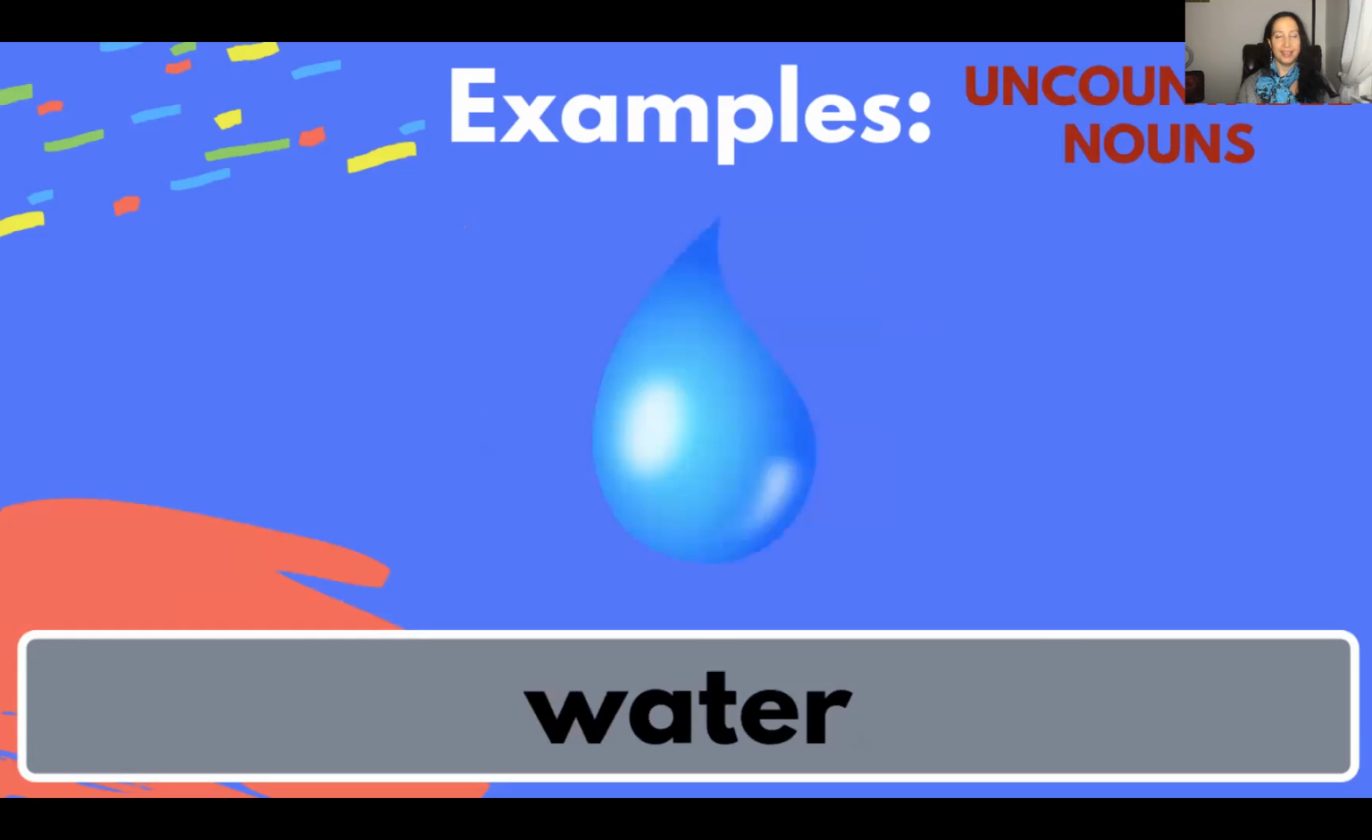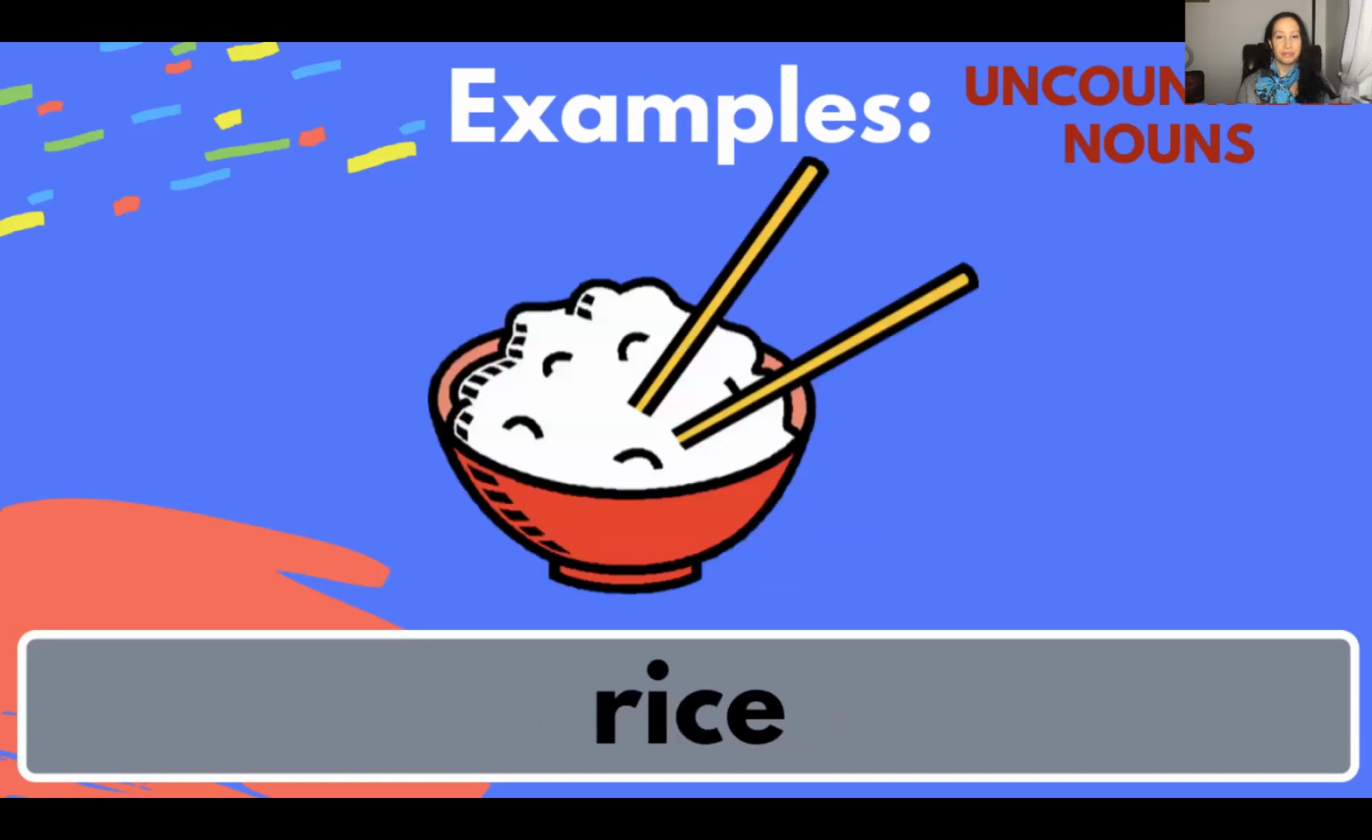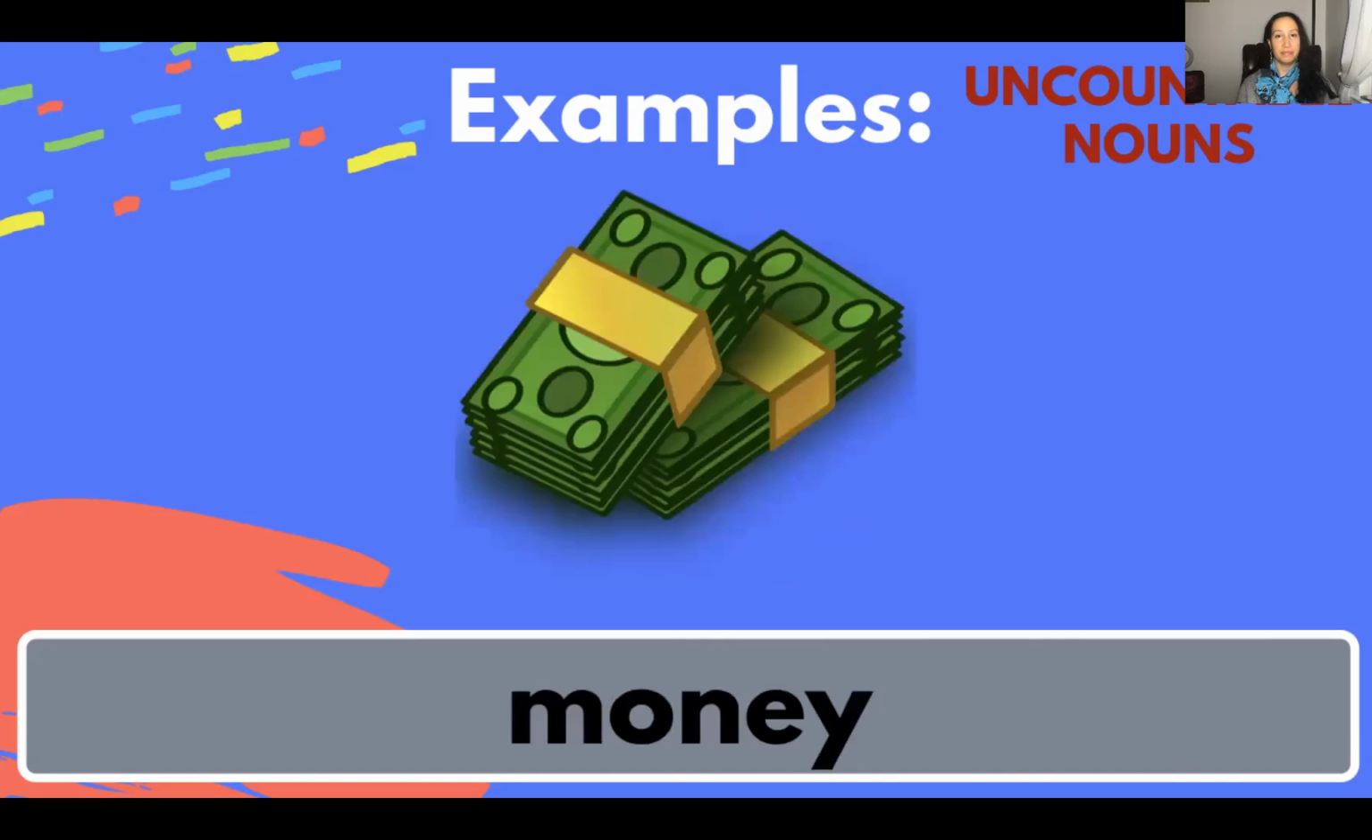Water, you can't count water, but you can count bodies of water. Rice, you don't want to be counting all that rice, do you? So it's uncountable. Money, it's a lot of money. Well, we can count money, but when we say money, that is much money. You wouldn't say many money. See, you're starting to learn a little bit more.